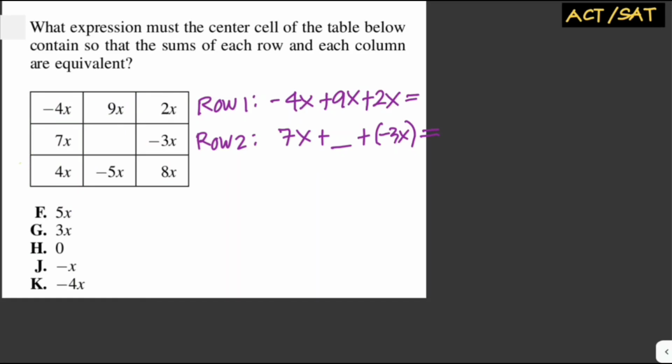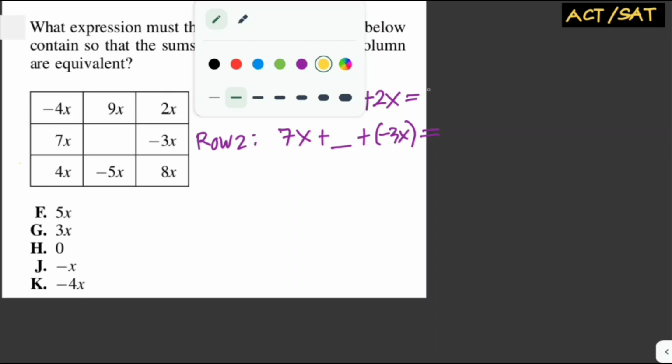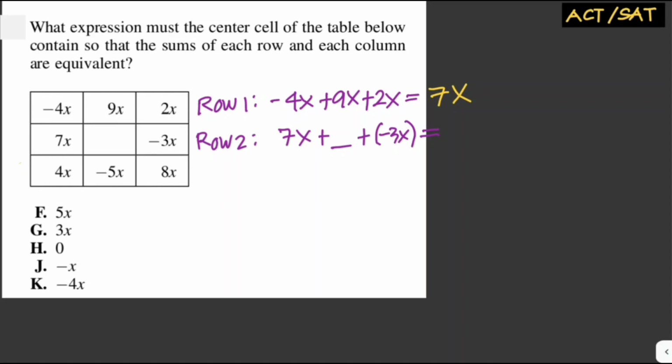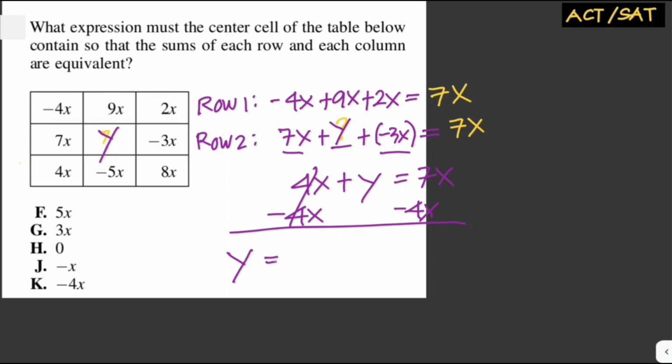Now adding up all the terms in row 1, that would be negative 4x plus 9x plus 2x, and that would give us 7x. And it says that the sums are equivalent, therefore the sum of row 2 should be equal to 7x too. Now we can solve for this term here. Let's say this term is equal to y. So we can group like terms here. 7x minus 3x, that is just 4x, plus y equals 7x. And then subtracting 4x from both sides, this would give us the value of y, which is equal to 3x. Therefore, the value of this missing term here is equal to 3x. So the answer is letter G.